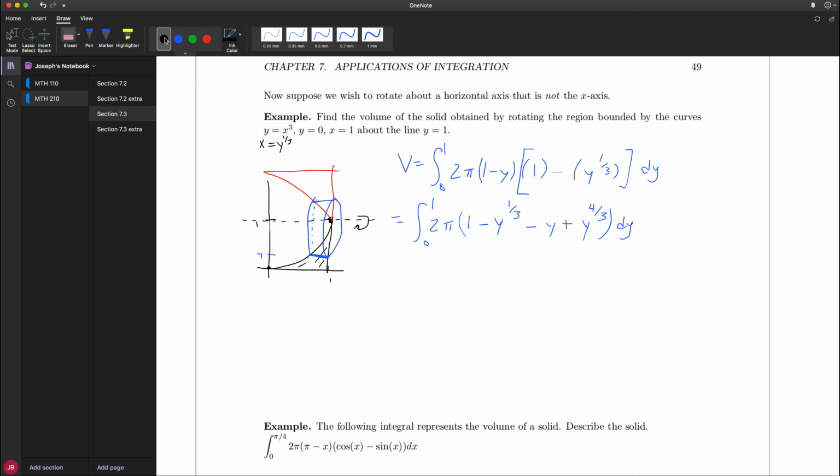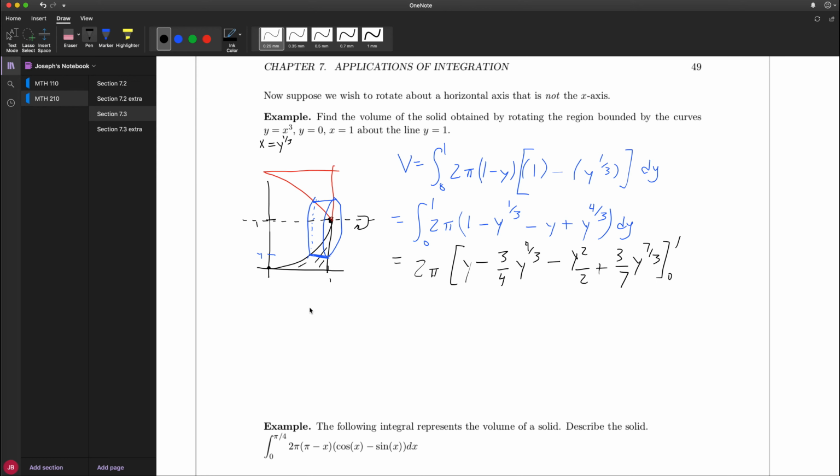Okay, so now to integrate this, we get 2 pi times y minus, now increase the power by 1, divide by the new power. So our new power is 4/3, so when we divide by that, we get 3/4, and minus y squared over 2, and plus increase the power to 7/3, and divide by that, which is the same as multiplying by 3/7.